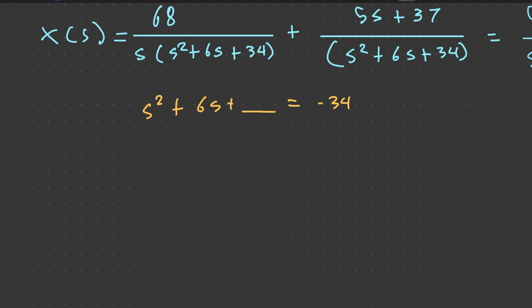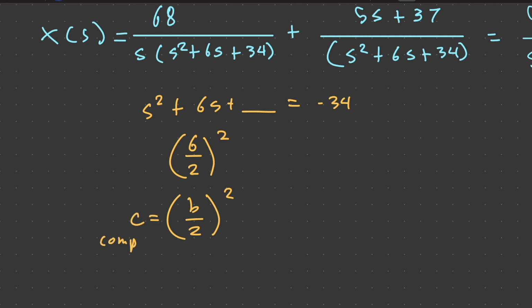And the formula for completing the square, again, call back to algebra 2 if you remember high school: 6 divided by 2, and we're going to square it. So the formula is b divided by 2, squared, and that is what c is equal to for completing the square. So we're going to get 3 squared, which is 9. So that puts a 9 in there.